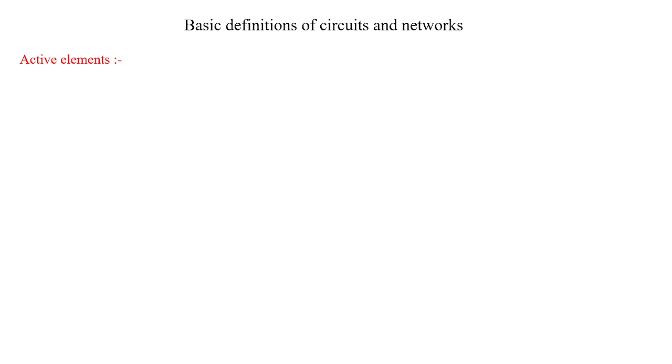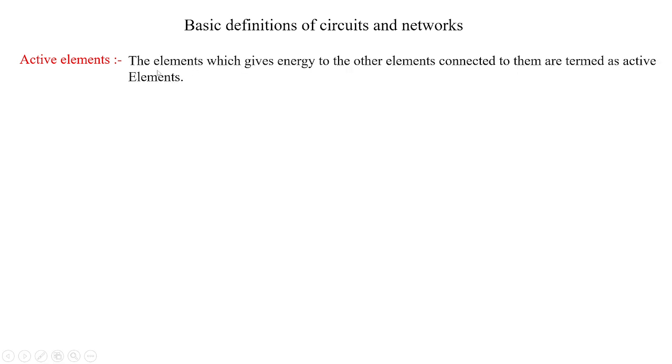Apart from this, you have active elements. The elements which give energy to other elements connected to them are termed as active elements. Examples are voltage sources and current sources. When you look into the circuit, you can see VAB, VS, and VIS are the voltage sources. Oh, sorry, are the active sources or active elements.